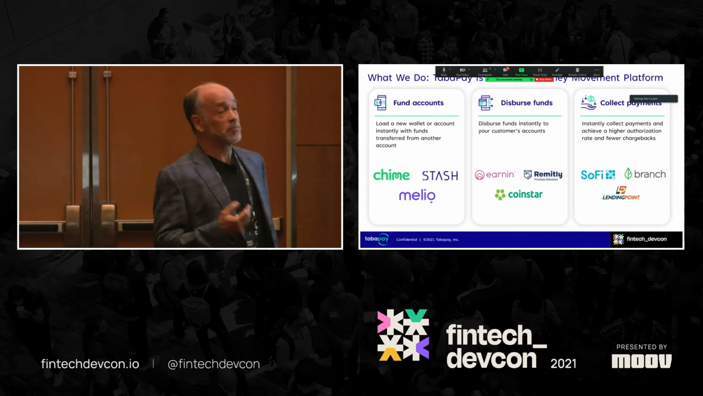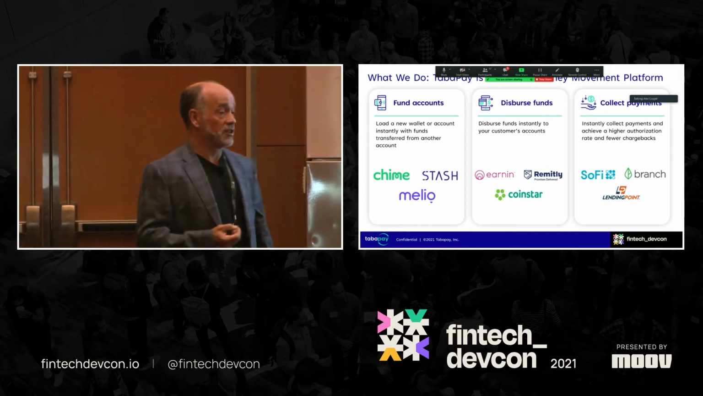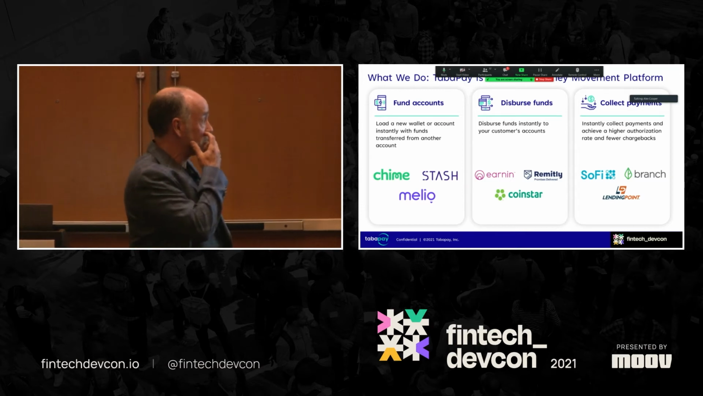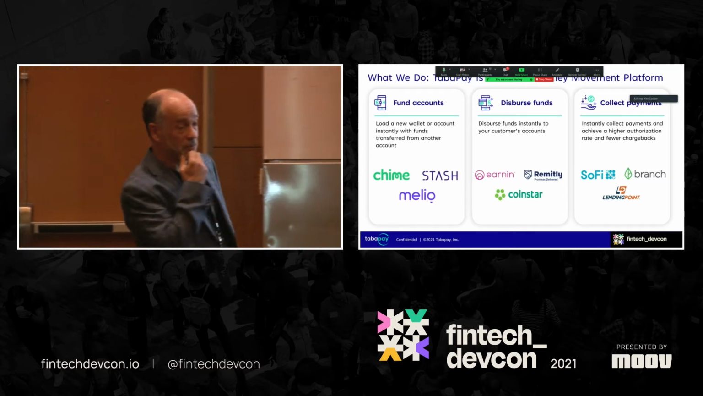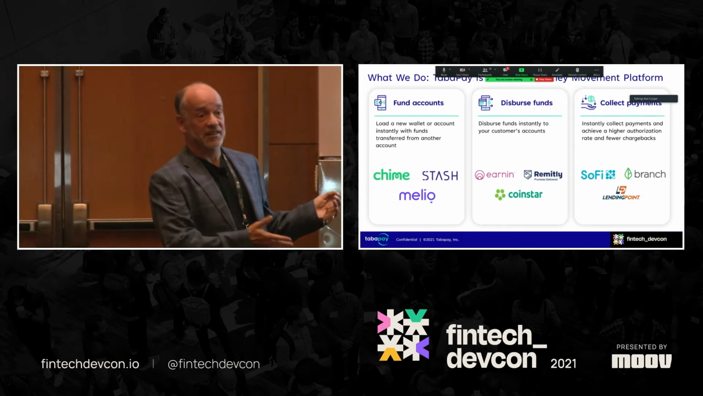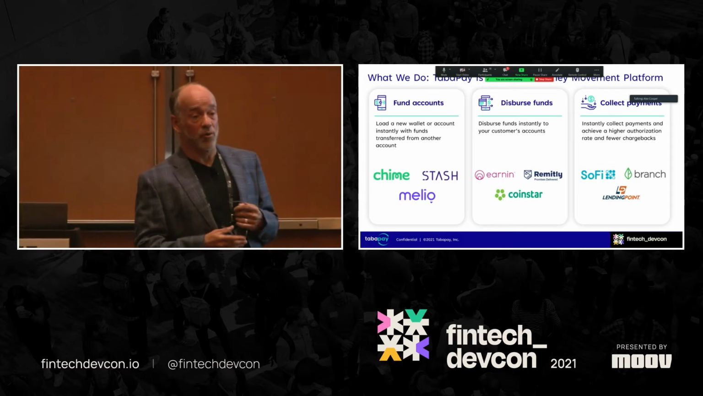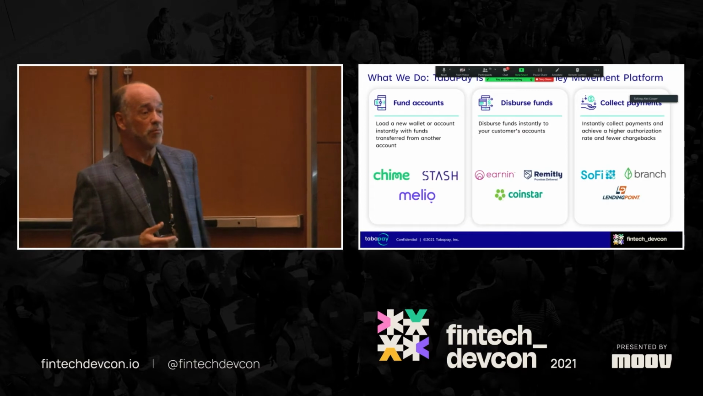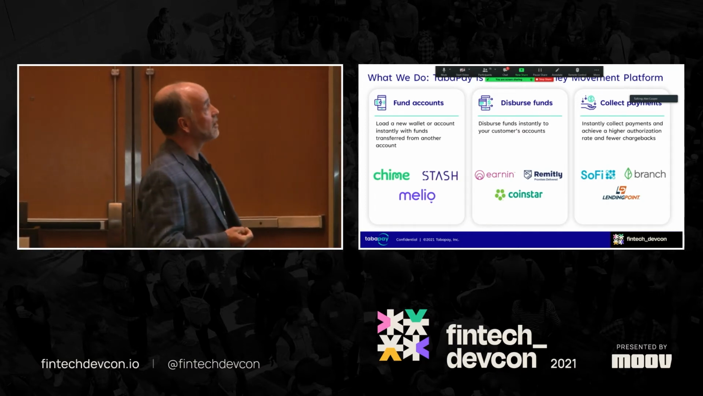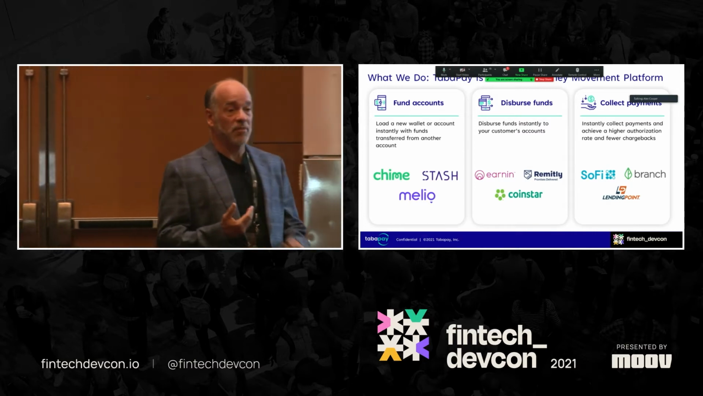We also do disbursements, right? So we do disbursements for the top 4 or 5 early wage access programs in the country, like Earnin and Dave. We do disbursements for remittance companies, both P2P, US domestic disbursements. We can do cross-border disbursements through some of the push-to-card rails that are provided by Visa and MasterCard. And we also collect payments, right?